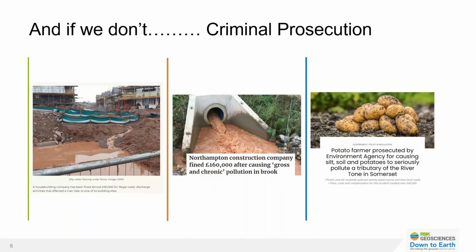Now, it probably should be noted that the regulator may not jump immediately to issuing a variable monetary penalty and may offer advice, guidance and/or warnings before jumping straight to fining companies. But as you can see, it's not insignificant amounts of money that are being dished out to people who breach EPR.